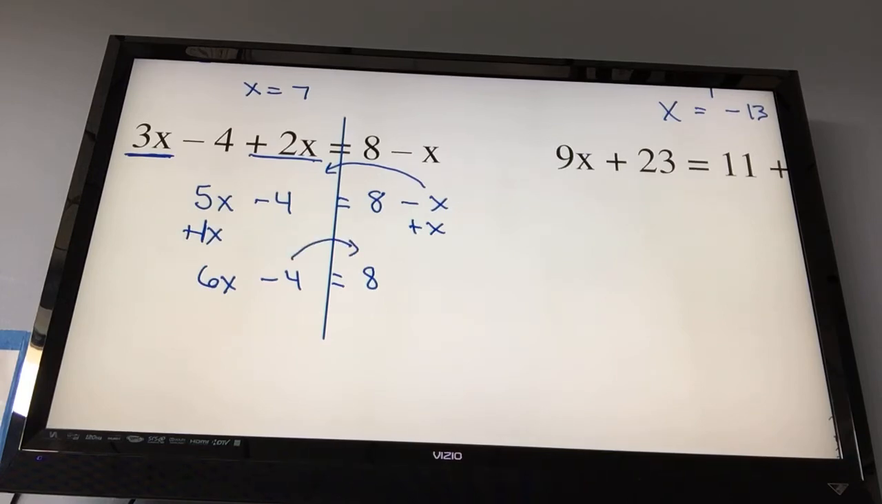This goes that way. So if it says minus 4, I'm going to add plus 4. It's always the opposite. When it says minus, you're going to plus it. When it says plus, you're going to minus it. 6x comes down, cancels out, equals comes down, 8 plus 4 equals 12. And then lastly, divide by 6. And x equals 2.